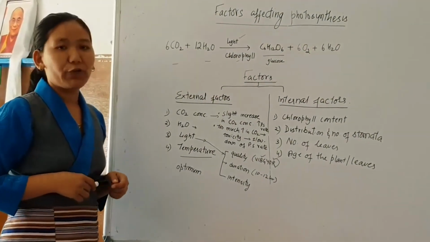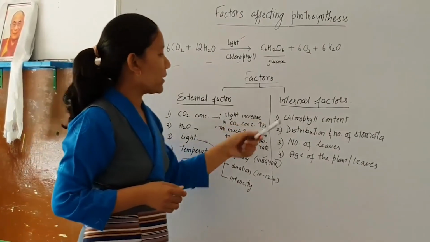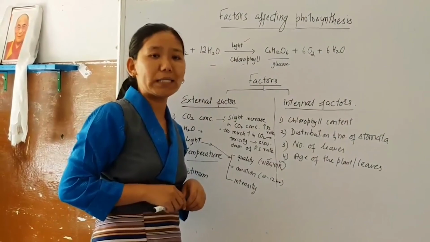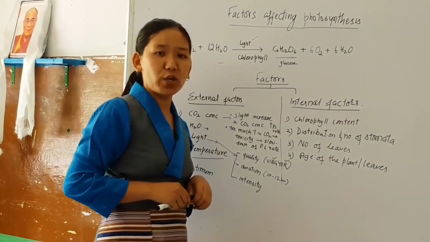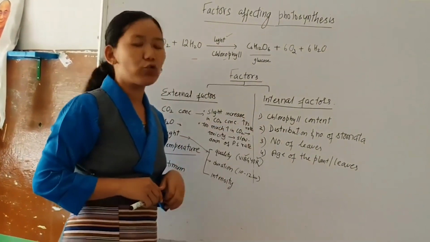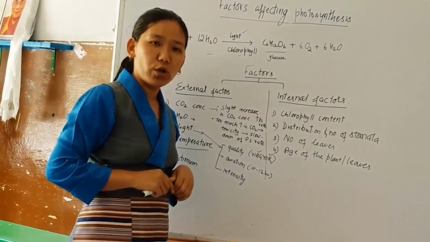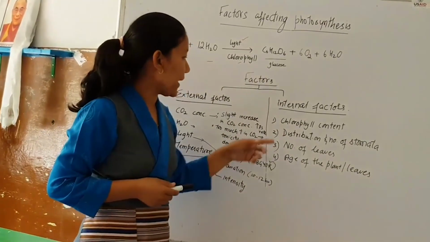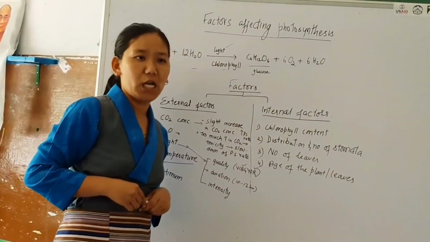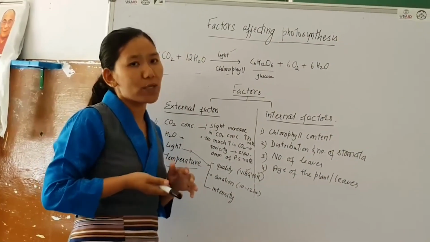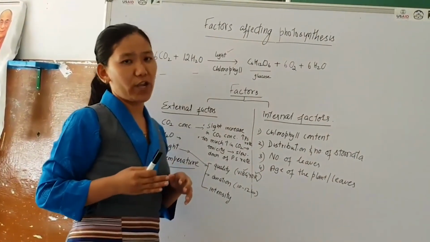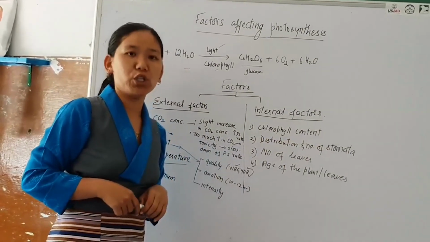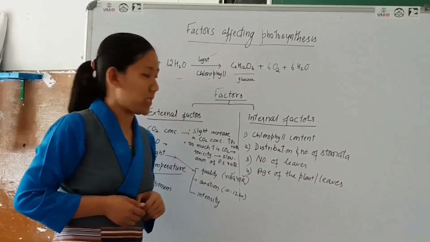Now let's look at some of the internal factors. For example, chlorophyll pigment. We know that chlorophylls are the green pigment which can trap solar energy. If the chlorophyll content is more, then of course you can expect more activity and more photosynthesis. Likewise, distribution of stomata. Whether the stomata are only on the lower surface of the leaf or on both surfaces, it affects the exchange of gas. The more the stomata, the more the exchange of gas.